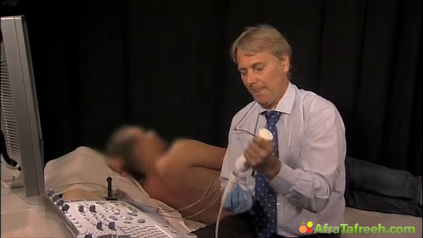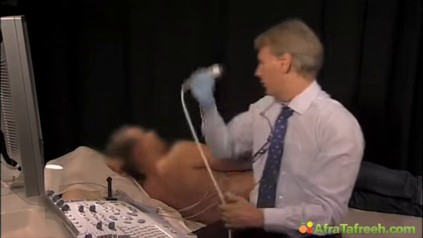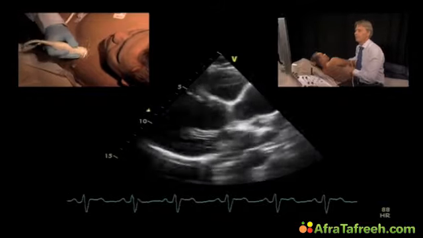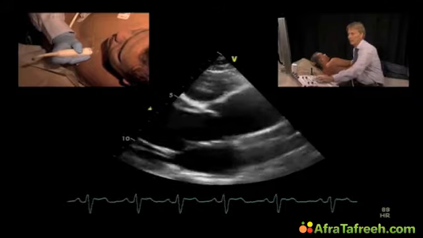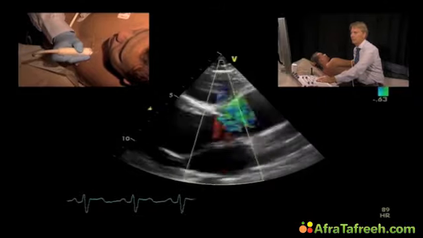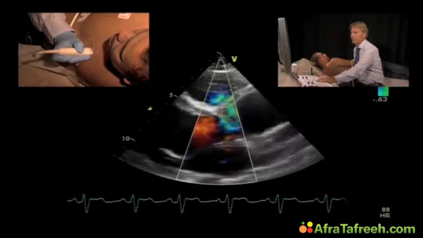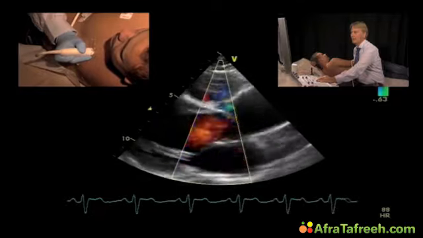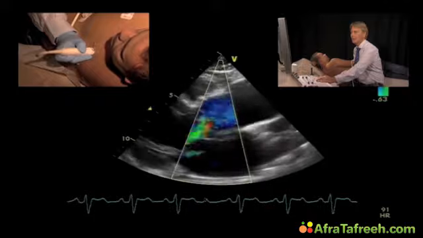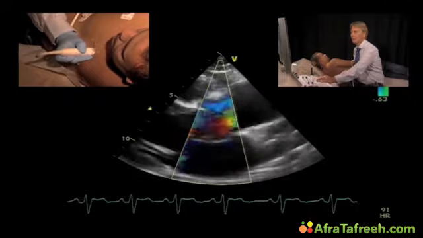Let's take a look at the severity of aortic regurgitation in this patient. We'll start with the parasternal long axis view. This is the jet. And the first thing we notice right away is that the jet is asymmetric. It is directed towards the anterior mitral valve leaflet.